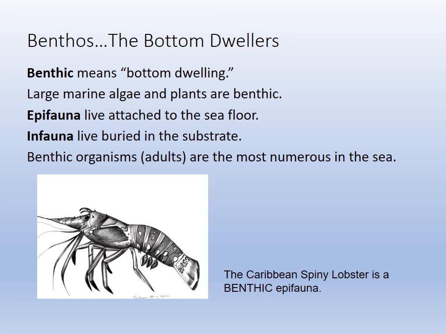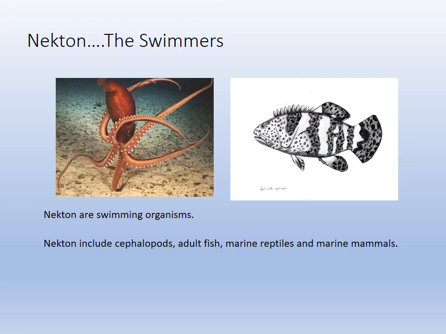Benthic means bottom dwelling, the benthos. They live on the bottom. Some are attached, some can crawl, some can dig. And nekton are our swimmers. Nekton swim. It takes a lot of energy to swim, so you have to have a pretty big body. They're the rarest. It takes biological energy to swim. That's the nekton.